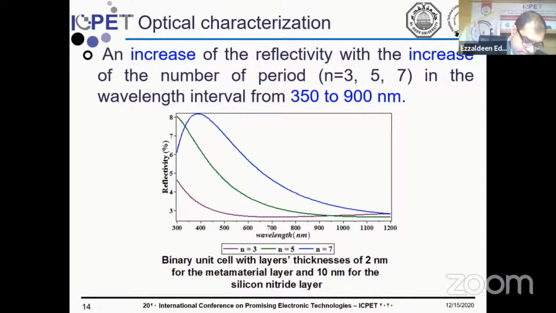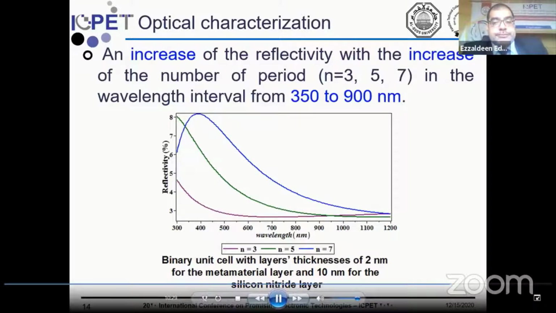Here, we also increase the thickness of silicon nitride to 10 nanometers. We found an increase of reflectivity with increased number of periods in the wavelength interval from 350 to 900 nanometers. In this region, the low wavelength.